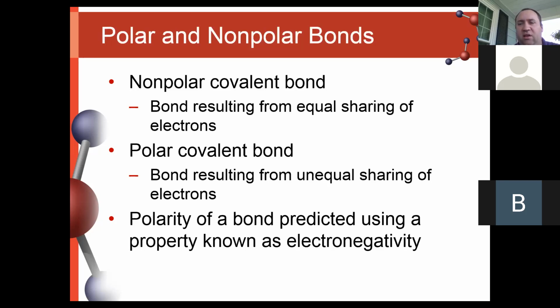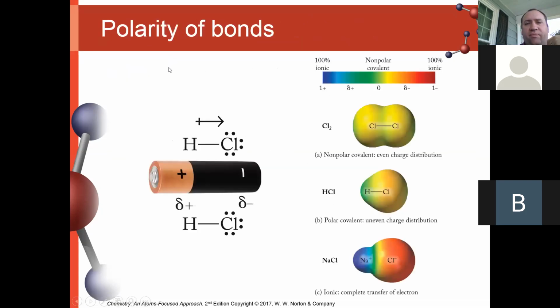Polar covalent bonds, on the other hand, is when we have uneven sharing of electrons. And this comes as a result of individual properties of the atoms in the bond, known as electronegativity. And so the more electronegative an element is, the more pull it's going to have on the electrons in that bond. And therefore, the more likely it is that the electrons are going to spend more time around that atom compared to other atoms in the bond. And so the concept here is electronegativity.